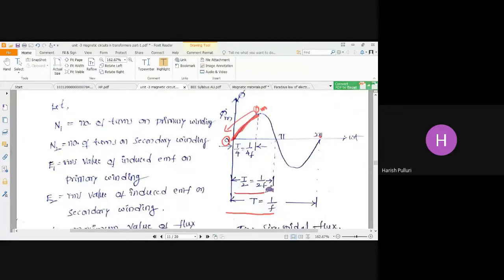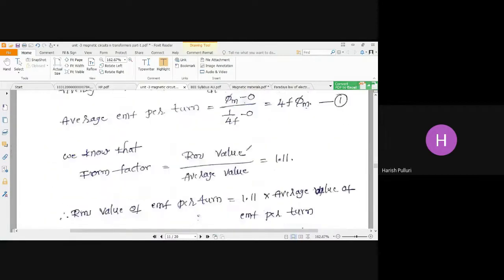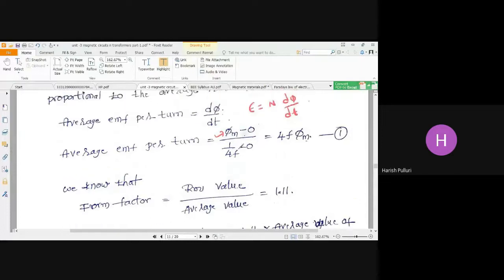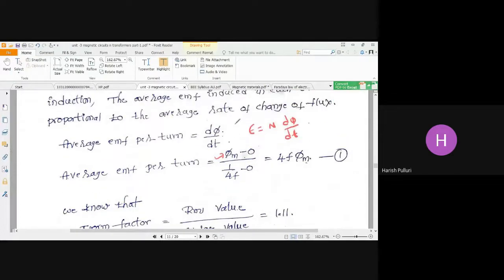The half time period is T by 2, and the quarter time period is T by 4. T by 4 is the time taken. We know the relationship between time and frequency is T equal to 1 by f, so here I am writing 1 by 4f. Substituting those values, d phi, the change in flux, is phi m, the maximum, minus 0, divided by 1 by 4f. So this is the EMF induced in a single turn.